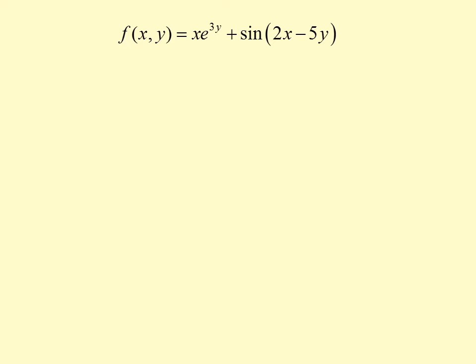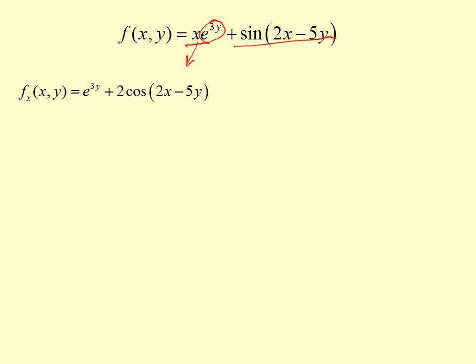So let's go through the derivative of this one. First off, notice that if we do the derivative with respect to x, we will split this apart into the two terms. The derivative of the first one with respect to x, that means e to the 3y would be a constant. The derivative of a constant times x is just the constant. So that derivative would be e to the 3y.